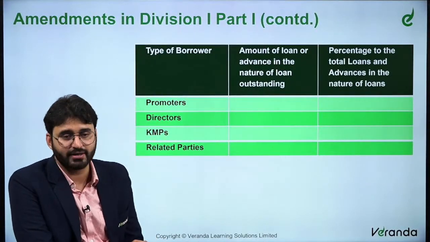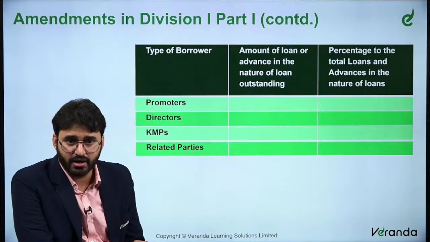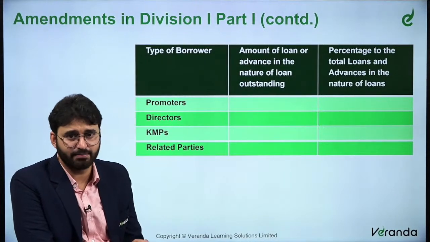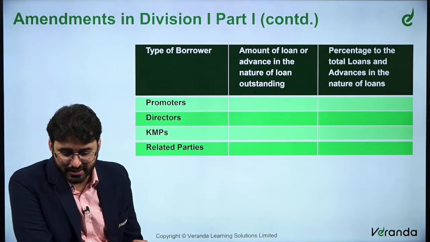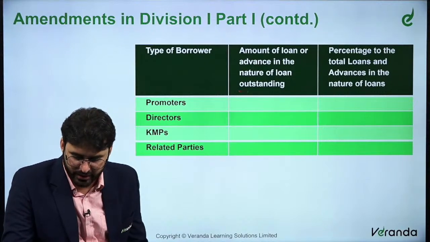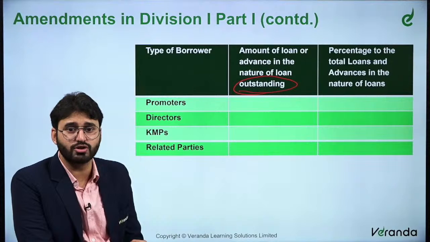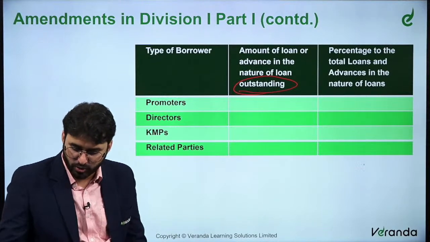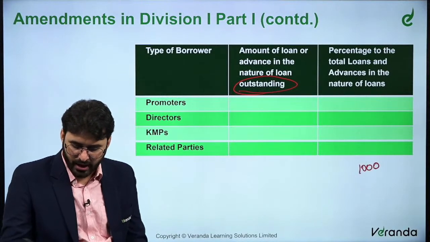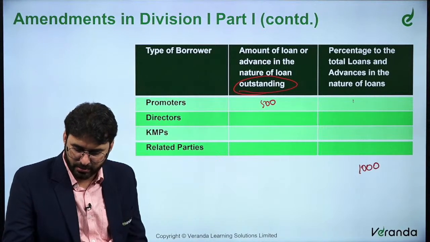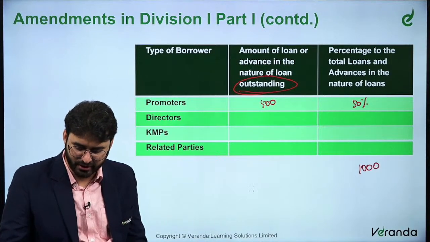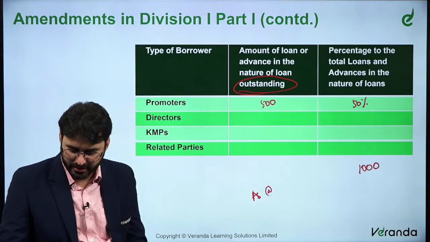So this is the format. Type of borrower is the promoter, director, KMPs, related parties. Amount of loan or advance in the nature of loan outstanding, not the total loan amount, only the outstanding amount. Percentage to the total loans and advances. Say for example, total loans and advances is 1000. I have given 500. Then here it will be 50%. Again, always everything has to be looked at as at the balance sheet date.